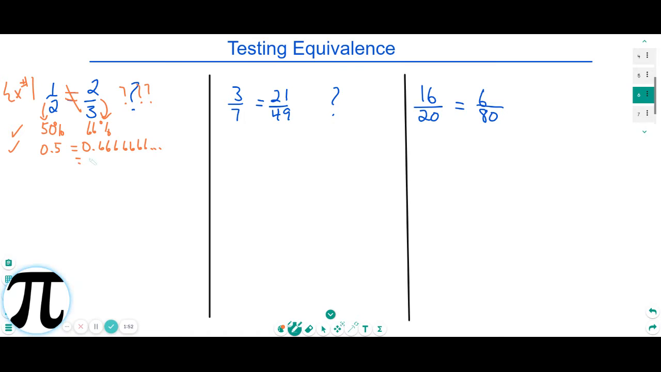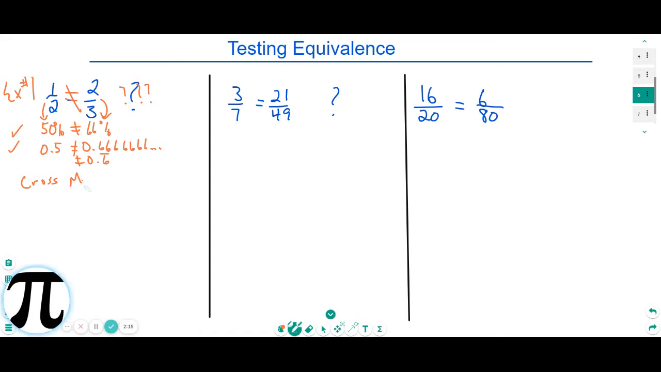Another way of writing that is to use the bar above and just say this 6 repeats forever. Anyways, we know that those decimals aren't equivalent, right? The fractions aren't equivalent. The percents are not equivalent. The decimals aren't equivalent. There's another way you could check. You could check through cross multiplying, okay?